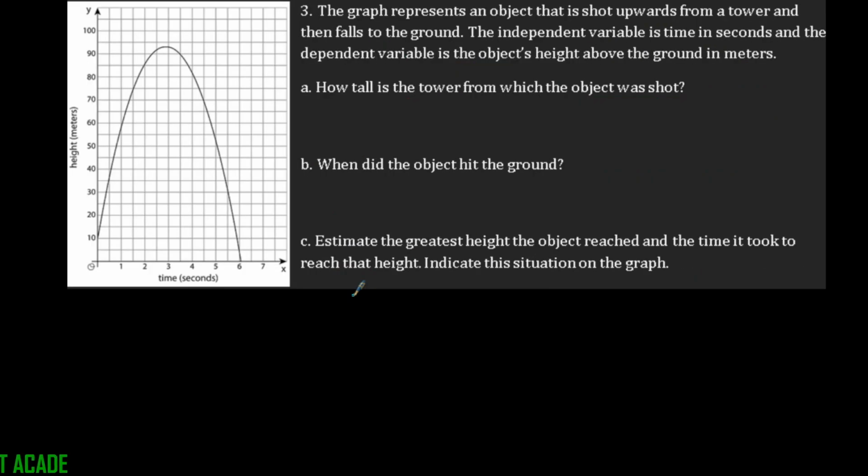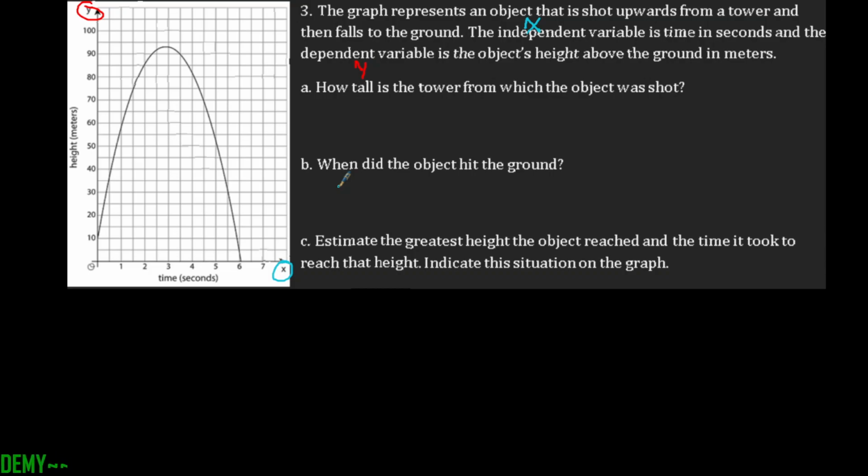And on the last one, it says the graph represents an object that is shot upwards from a tower and then falls to the ground. The independent variable, again that is x, is going to be the time in seconds, and the dependent variable, meaning our y, is going to be the object's height above the ground. So let's label those again. It actually has a label for us, so we have y and we have x. So notice how those independent variables and dependent variables usually line up.